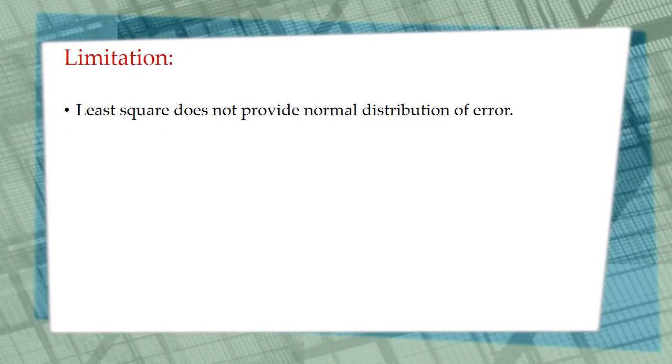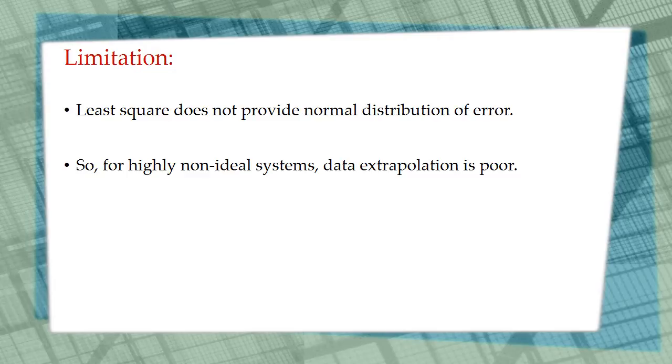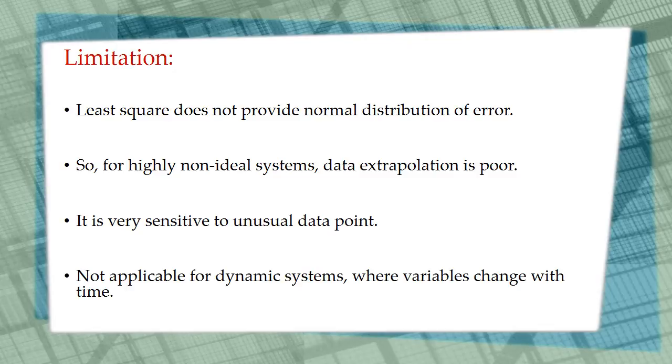But least square has some limitations. At first, this method does not provide normal distribution of error. So, for highly non-linear systems, data extrapolation is really poor. It is very sensitive to unusual data points. Even one or two unusual data points can lead a system far away from the true value. It's not applicable for dynamic systems where variables change with time.